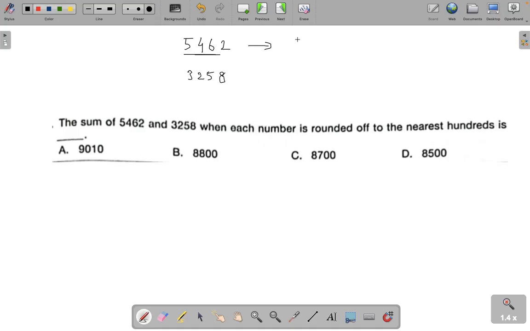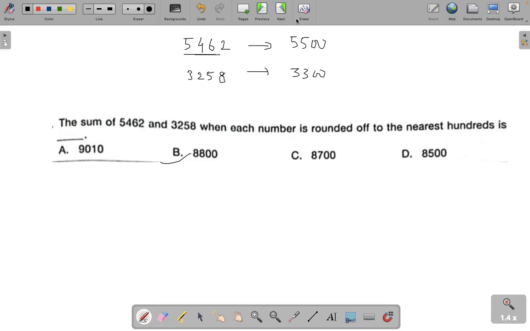Sir, 5500. 5500. And what about this? Sir, 3300. 3300. So if you add both of this, you'll get 8800. Yeah, 8800, right? Not 8700. Okay.